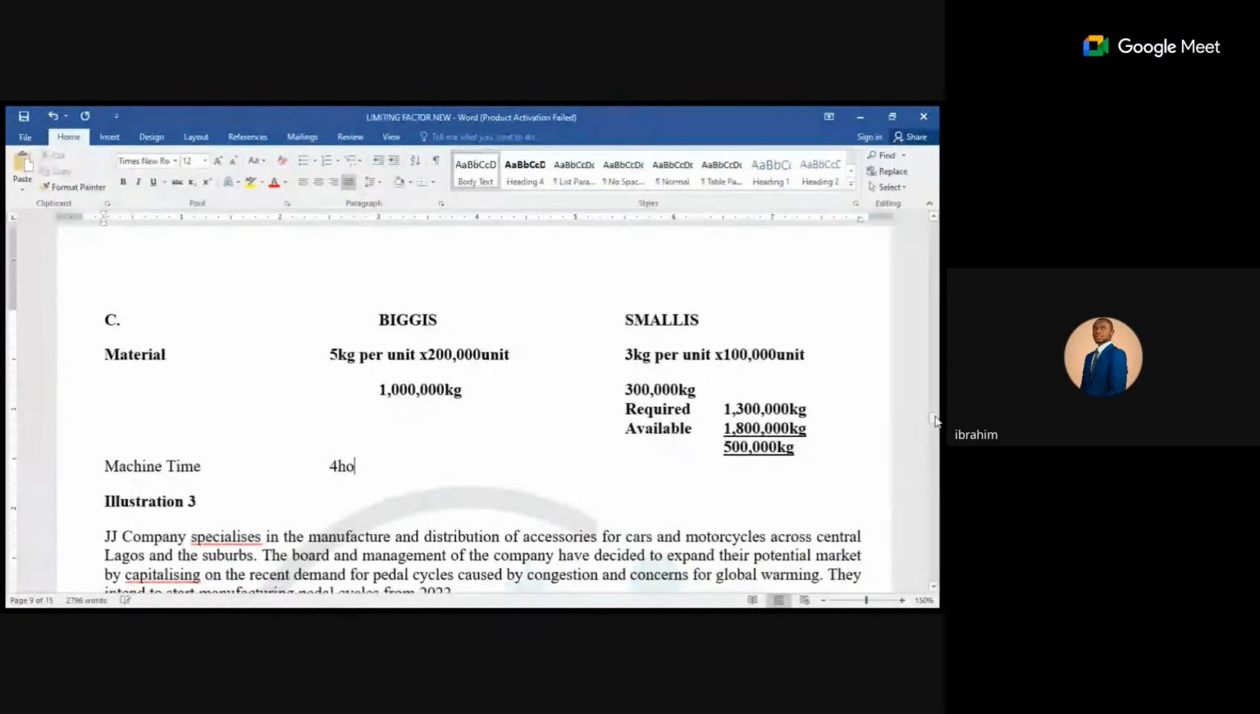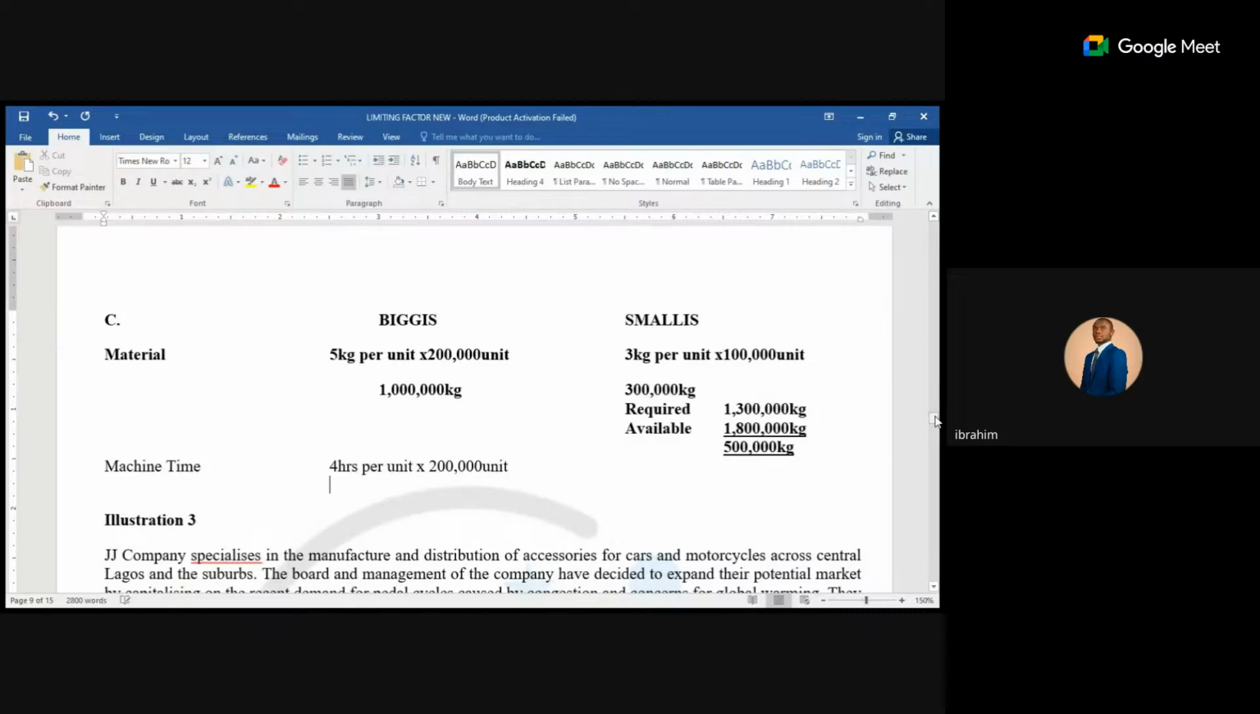So we have 4 hours per unit times 200 units, meaning that they will use 4 hours to produce 1 unit, and they want to produce 200 units. So when you multiply this, what do you have? 800 hours.